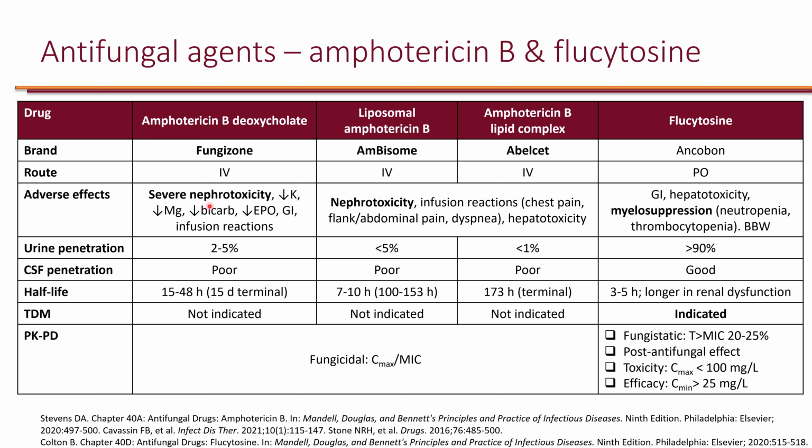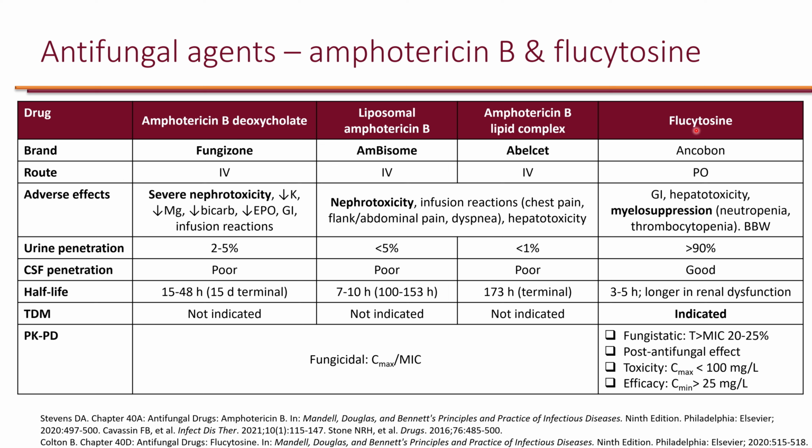Now, because of all this nephrotoxicity, it's important to provide saline loading to the patients. In other words, patients receive 1 liter of normal saline before amphotericin has been initiated in order to reduce nephrotoxicity. Now, in general, they have poor penetration into the urine through IV injection, and therapeutic drug monitoring is not indicated for any amphotericin B formulation.